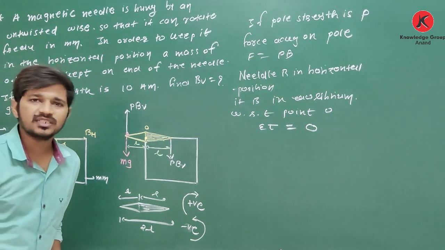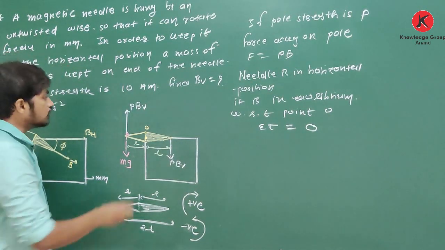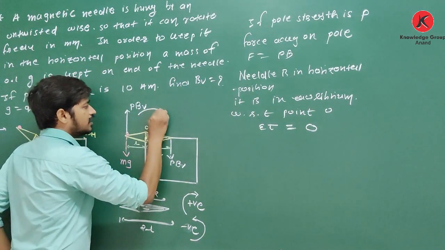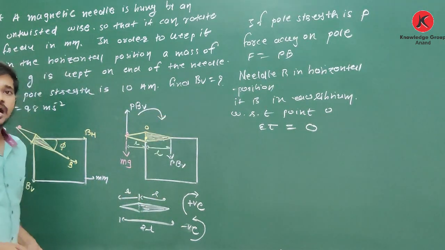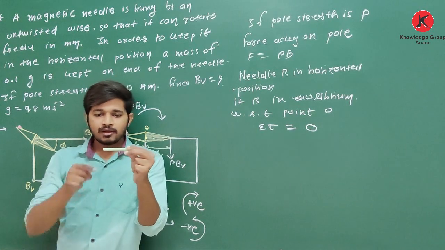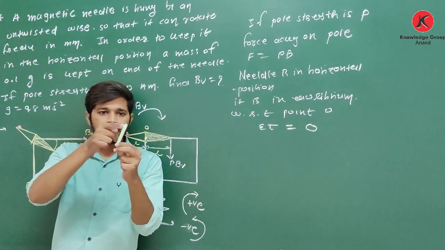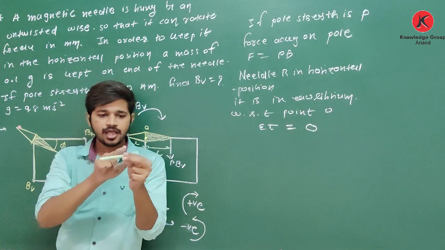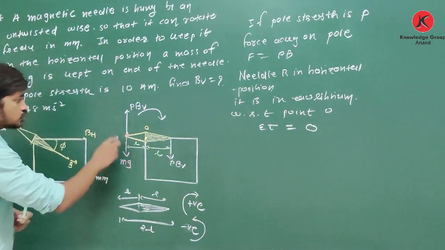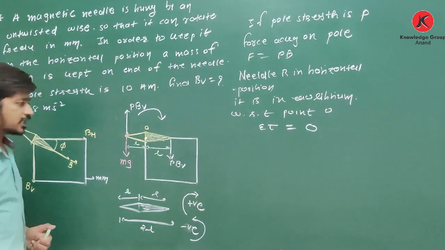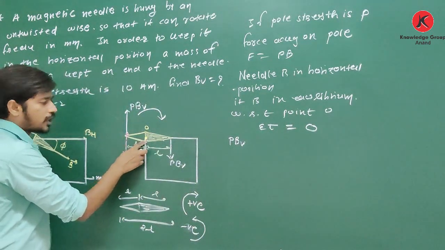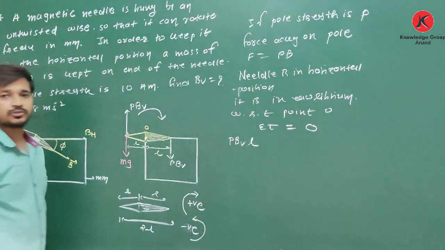Now, positive or negative? Due to this PBv force, with respect to O, the magnetic needle will rotate in this direction. PBv is acting in the upward direction, so the needle will rotate like this, about point O. So it is in the clockwise direction, so the torque due to PBv is considered positive. The force is PBv and the distance from point O is L. Clear about this?